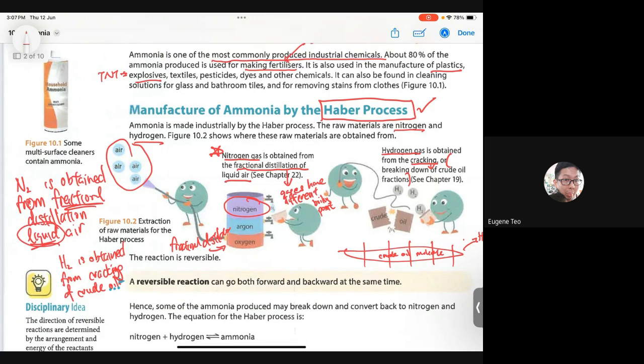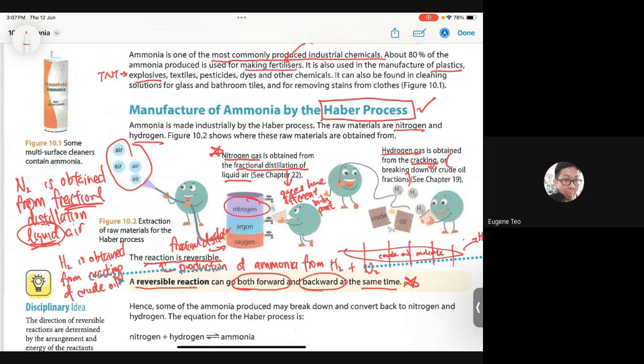So the Haber process itself, I should say the reaction here is reversible. The reaction here refers to the production of ammonia from H2, which is hydrogen gas, and N2. So it is a reversible process. So what does it mean? Take note of the definition here. It is a reaction that can go forward and backwards at the same time. So don't just say it can go forward and backward. You must say forward and backwards at the same time. So it's happening concurrently.